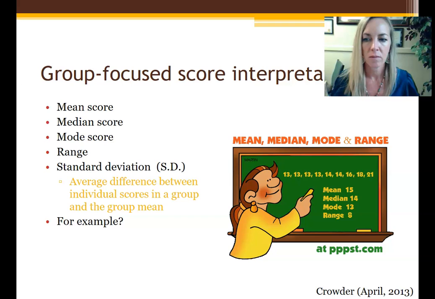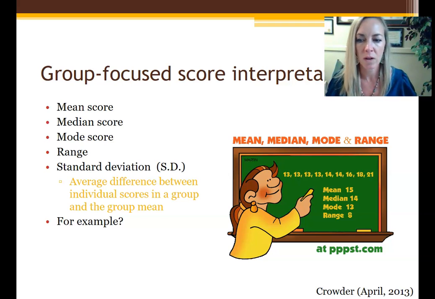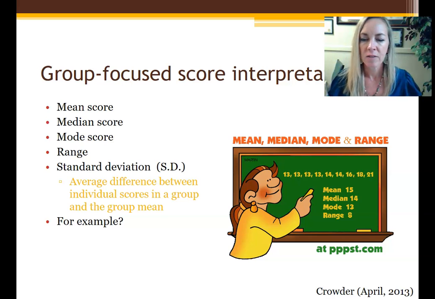So if you had 4 13s and 2 14s and 1 16, 18, 21, the mode is 13 because there are 4 of them. The median is 14 because it's the middle number when put in order. And the mean is 15 because that is the average. Range is the difference between the lowest number and the highest number. And standard deviation is the average distance between individual scores in a group and the group mean.